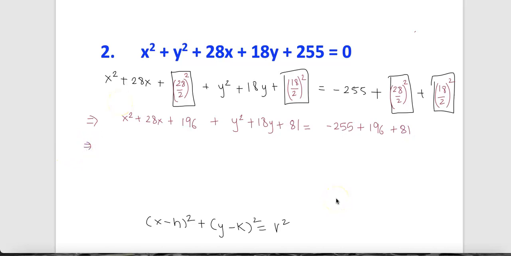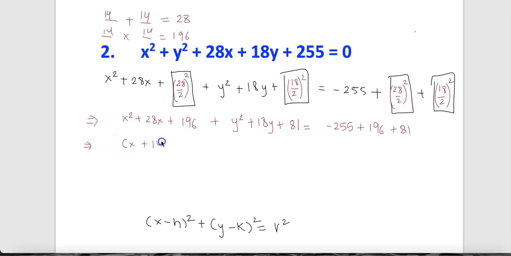Now for this side, it says x square plus 28x. Again I will do the same process: I'm trying to write it in factored form. I'm looking for two numbers that on adding give me the middle number, 28, and on multiplying should give me 196. So which are the two numbers? Looking over here, 14 plus 14, and that's 14 times 14. That's it.